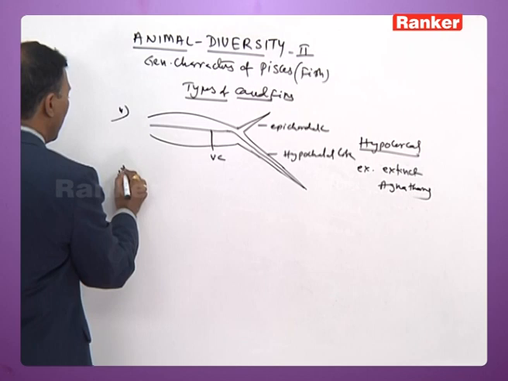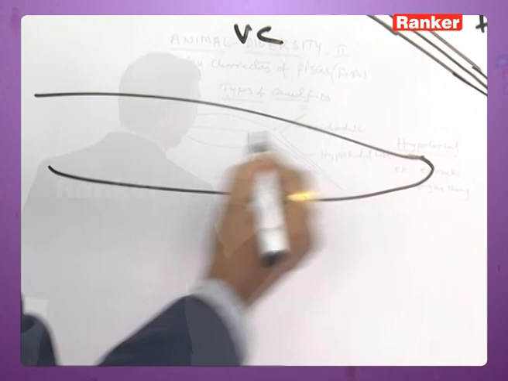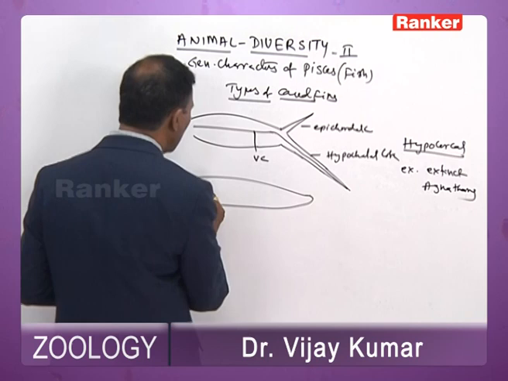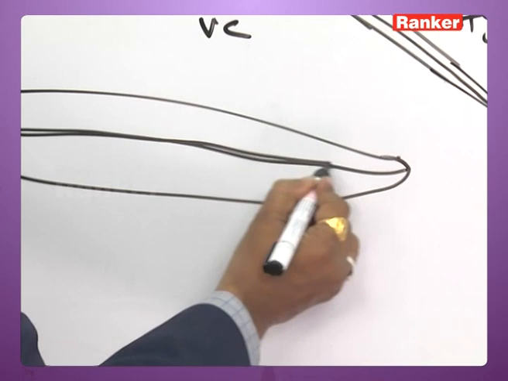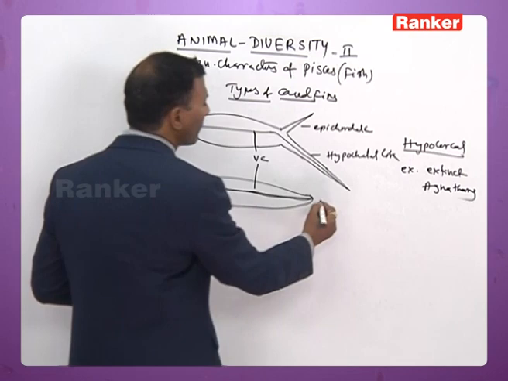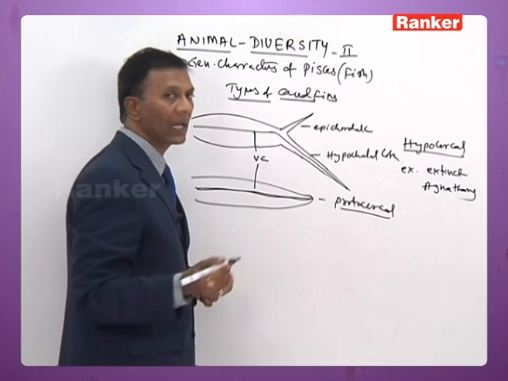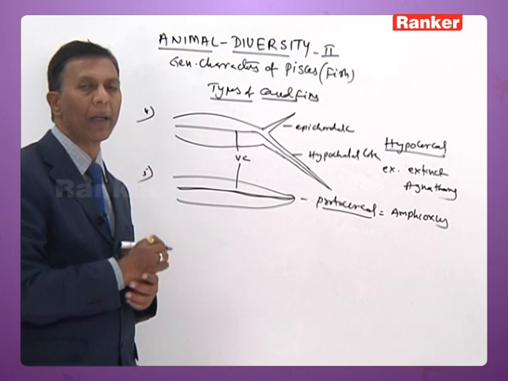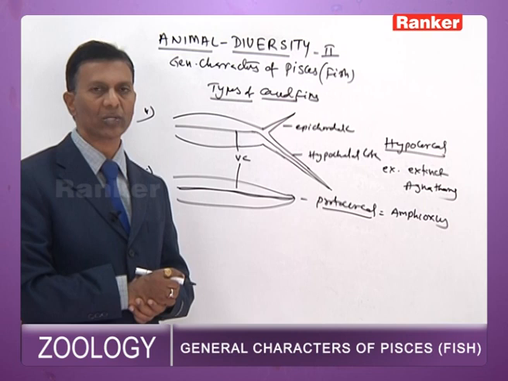Then there is another type of caudal fin. The caudal fin is unlobed, whereas diphycercal may be lobed or unlobed. And the vertebral column extends up to the tip of the caudal fin. This kind of caudal fin is called protocercal. Protocercal caudal fin is present in amphioxus, or Branchiostoma, which belongs to cephalochordata.